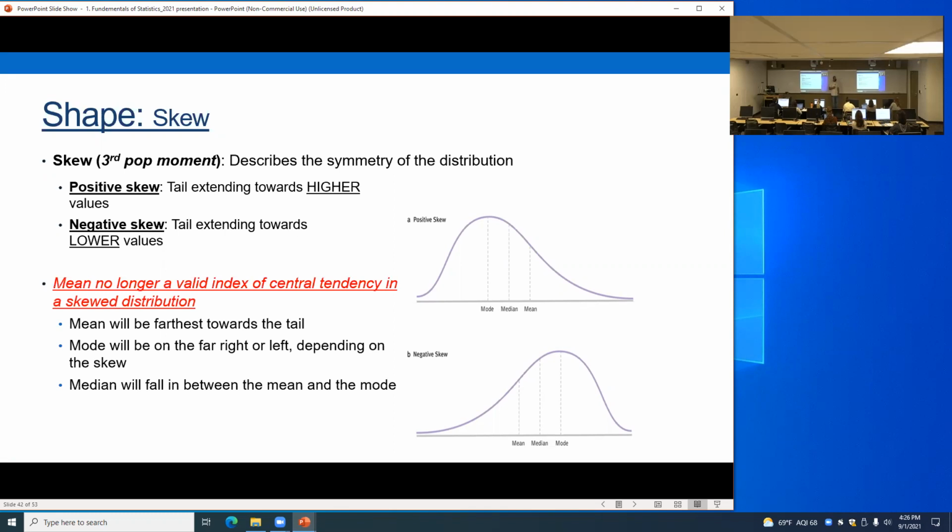And so we see here, as we've talked about, that the mean no longer ends up being a valid measure of central tendency when we start to have very skewed distributions. And things order up very nice and neat. The mean is always going to be dragged out farthest towards the tail. The mode is going to be on the opposite side, towards where the majority of the distribution is. The median is going to be somewhere in between the mean and the mode. And so this is why for distributions that are noticeably skewed or very skewed, the median is probably a better measure of central tendency than the mean is.